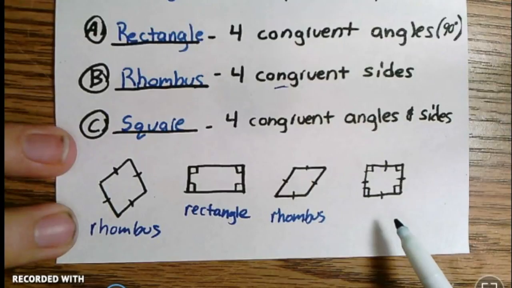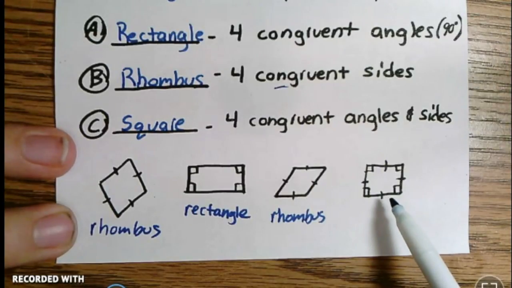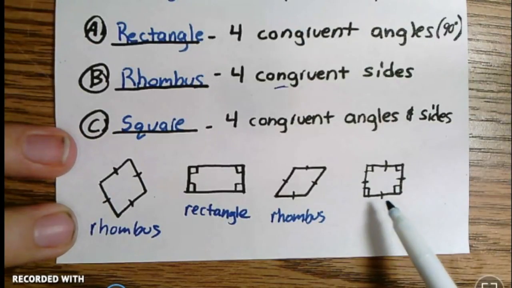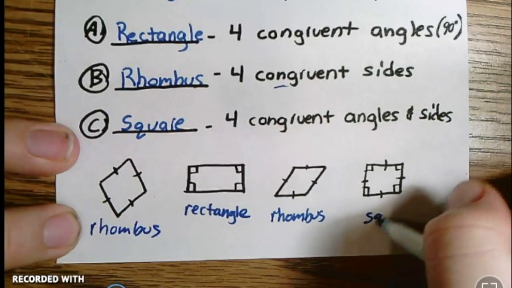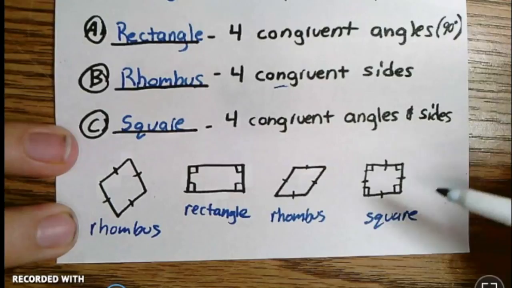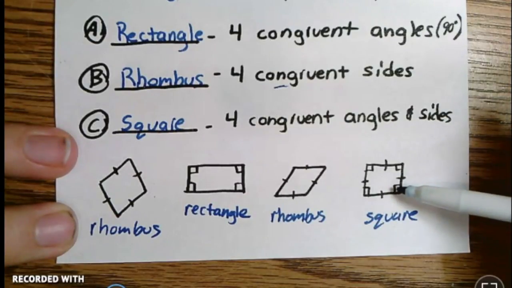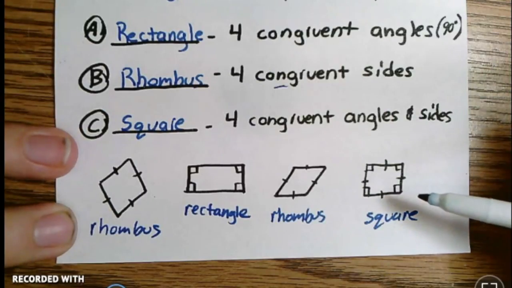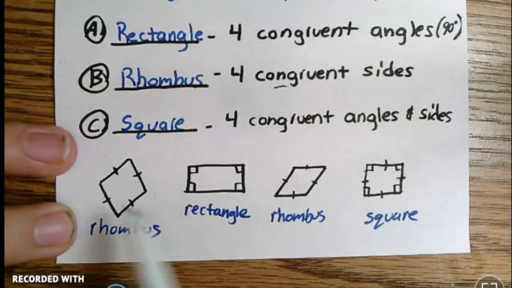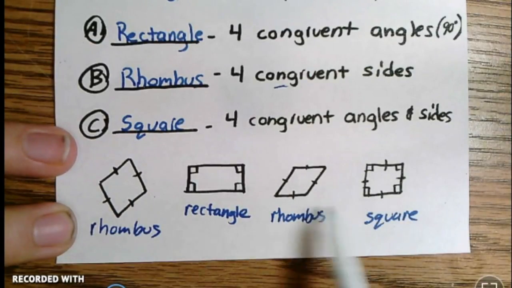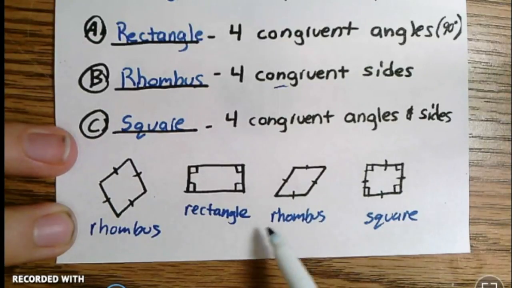What about this one? Does this have four congruent sides? Yep, so it's a rhombus. Does it have four congruent angles? Yep, so it's a rectangle. And since it has both, its most specialized answer would be that it's a square. Although this is also considered a rhombus, a rectangle, a parallelogram, and a quadrilateral. Because remember that all of these, since they have two pairs of parallel sides, are considered parallelograms, and since they have four sides, are considered quadrilaterals also.